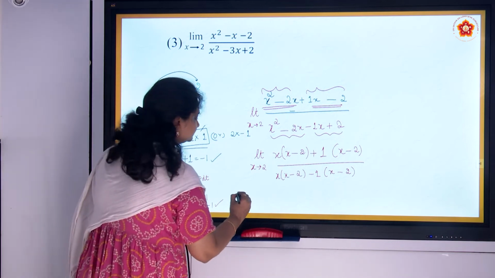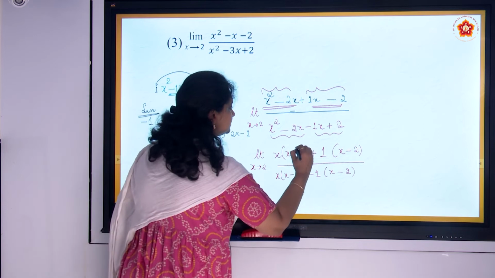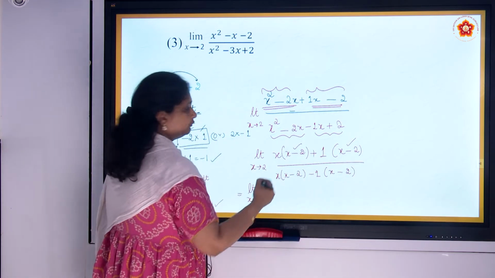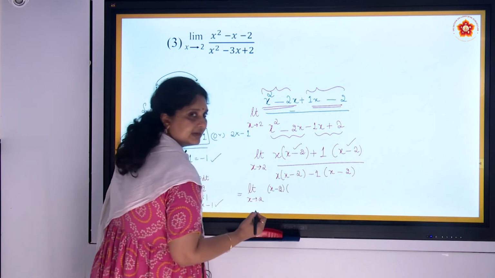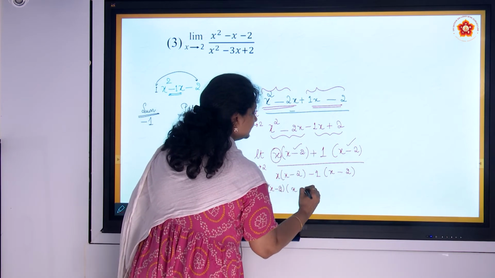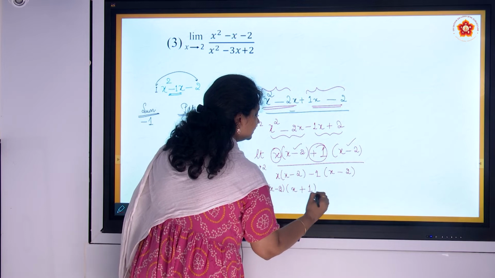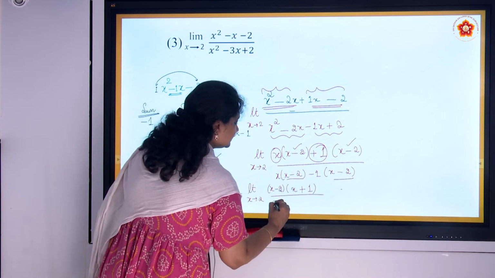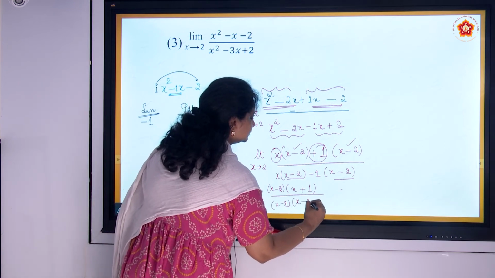So now, again, I can see common factors. One is x minus 2 here, a pair of common factors. So I'm going to remove that x minus 2 outside. The remaining factor is x plus 1, divided by, again, I'm going to take x minus 2 here also, and I will get x minus 1.